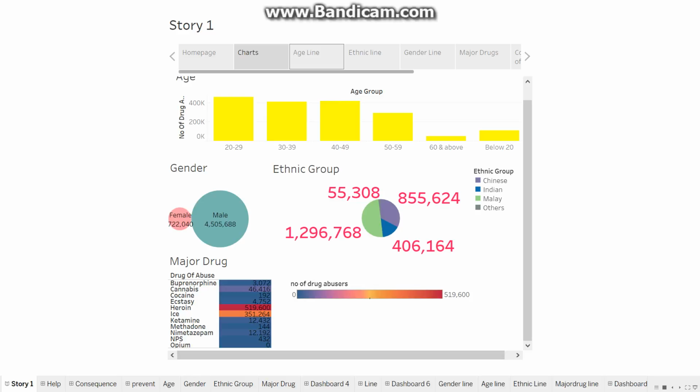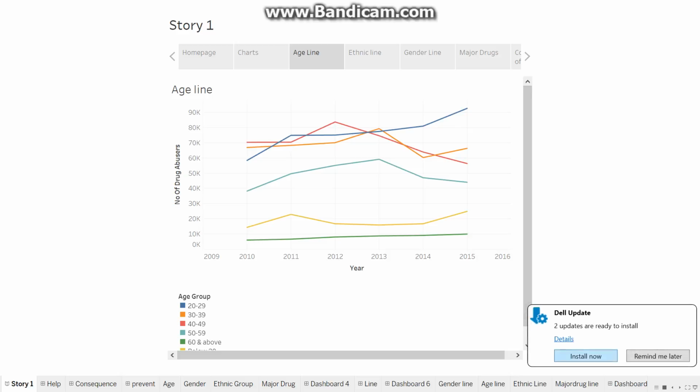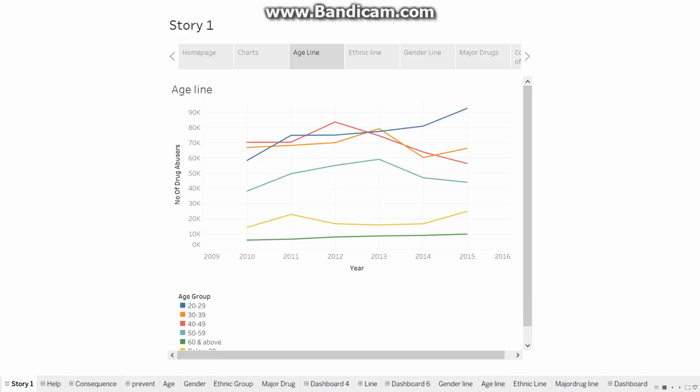Next we'll move on to the age line, and this line is able to tell us the trend of the drug abusers by their age group. From here we can see that the blue line represents the age group of 20 to 29, and it has been growing since 2011, and up till now it's still increasing. As of 2015, it has a total number of drug abuse of 92,000.